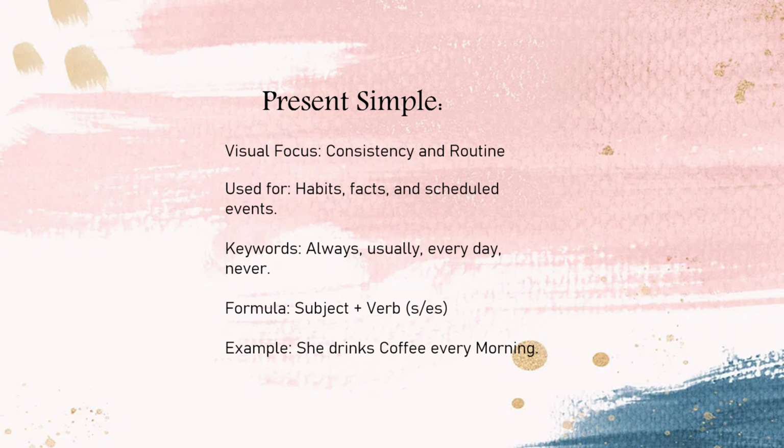First up is the simple present. So we use this for habits, facts, or things that are generally true. The formula for this is subject plus verb, and you can add s or es depending on the verb. So for example, in this sentence, she drinks coffee every morning. Here, she is the subject and the verb is drink. So you add s to it because the subject is she and not I. If it were I, you wouldn't add s or es.